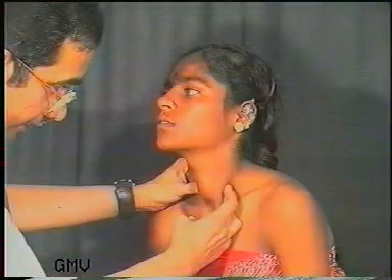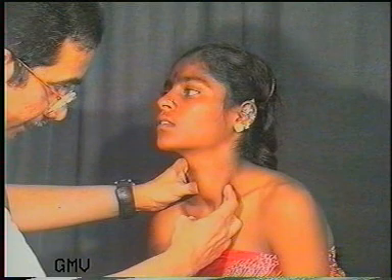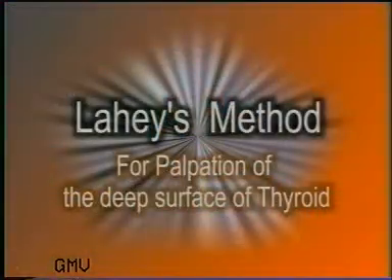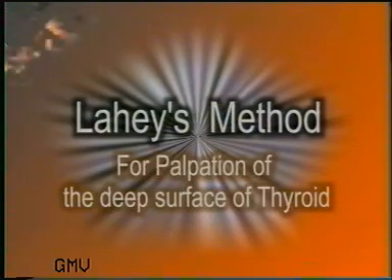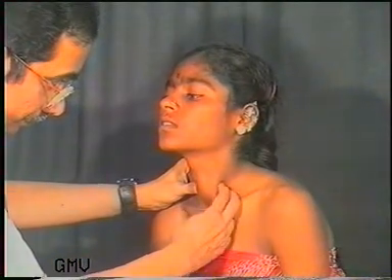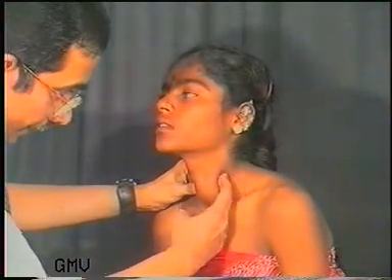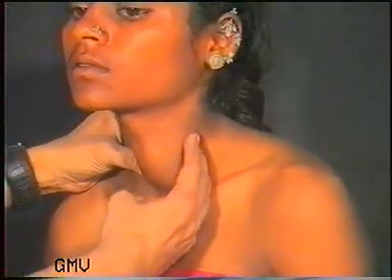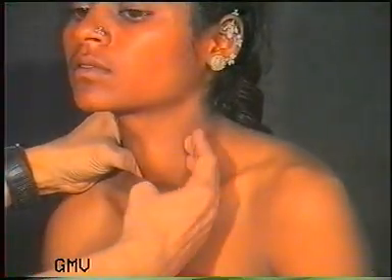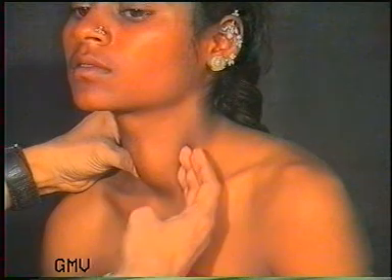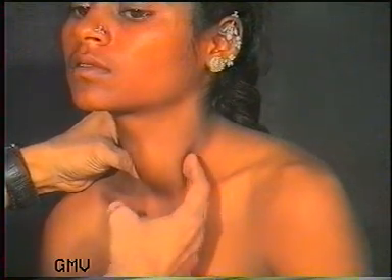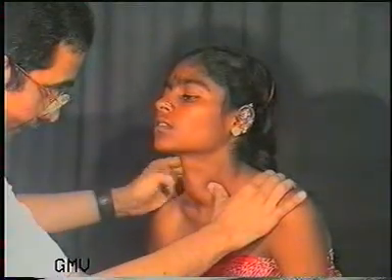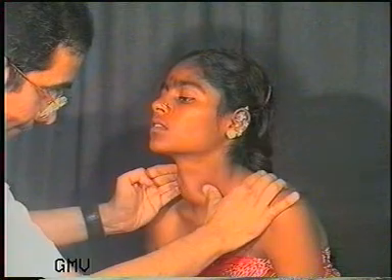Now stand in front of the patient, extend the neck slightly and palpate by Lahey's method for the deep or posteromedial surface of the gland. To palpate the left lobe, push the thyroid gland to the left by your left hand so that the left lobe is pushed out of the tracheoesophageal groove, and then with the right hand palpate the posterior surface for nodules. Then repeat the procedure on the right side.